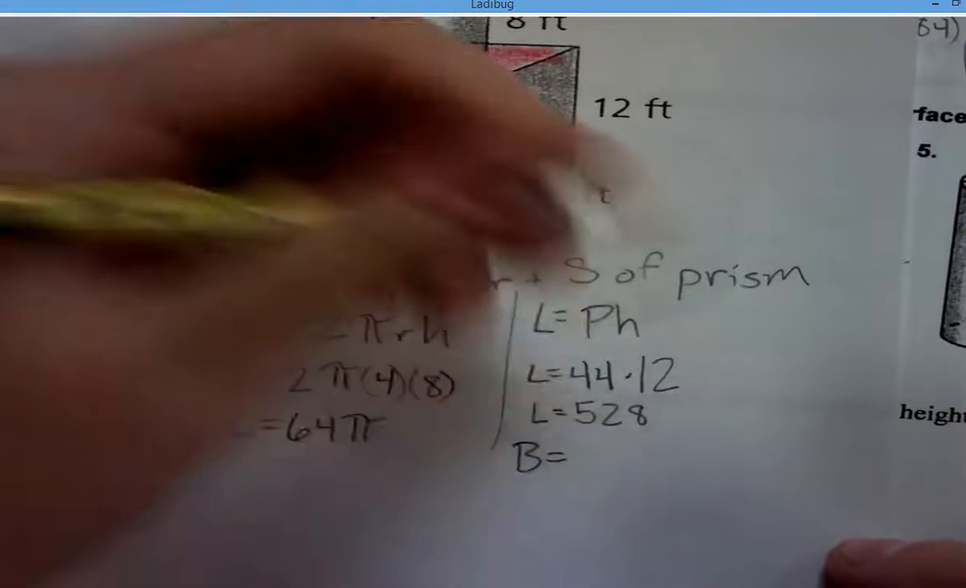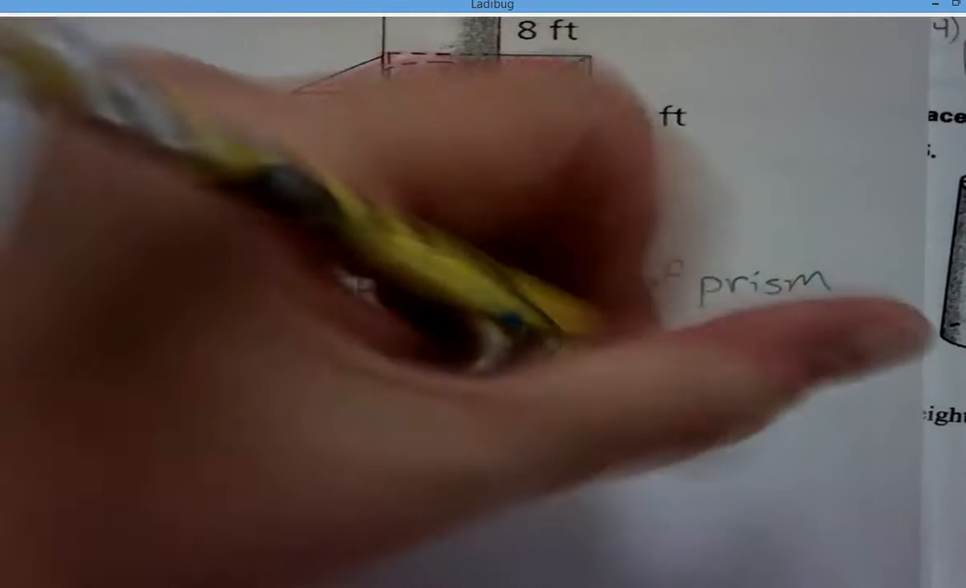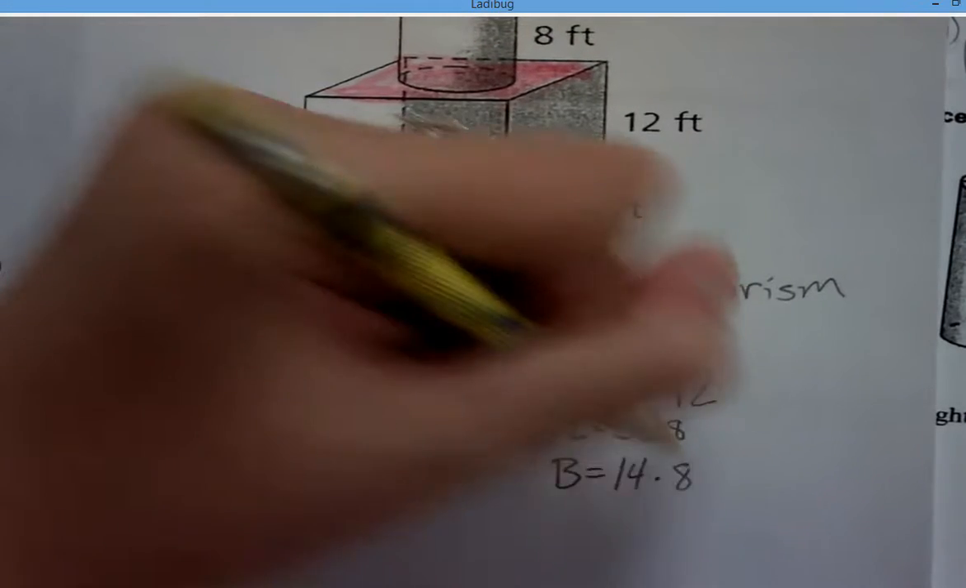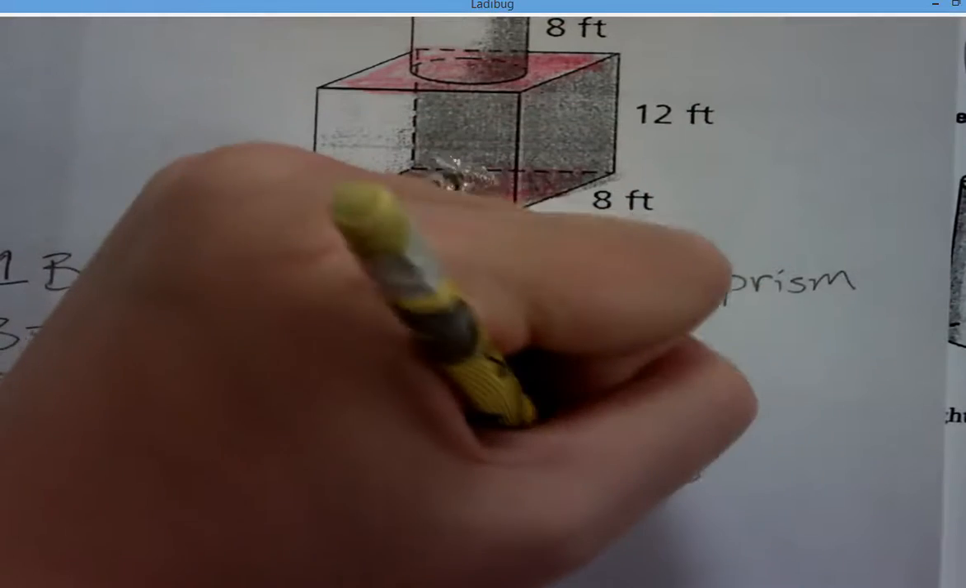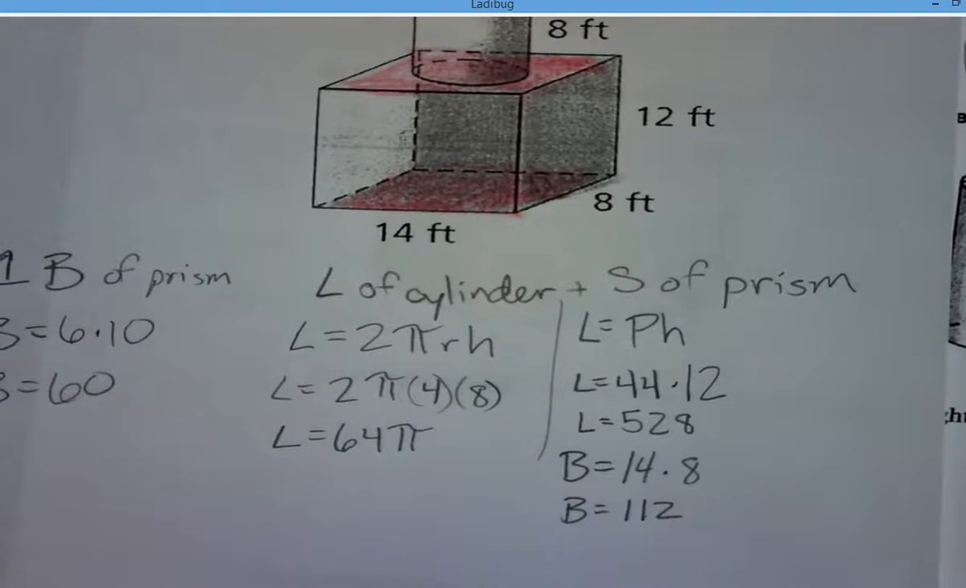And then our area of a base is pretty easy. It's just 14 times 8 because it's a rectangle. And then if you put that in the calculator or you just use your brain, it's 112.